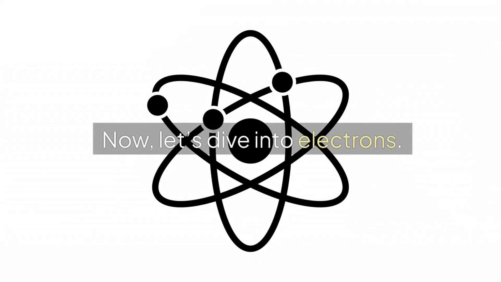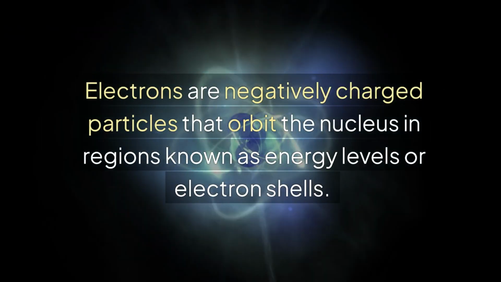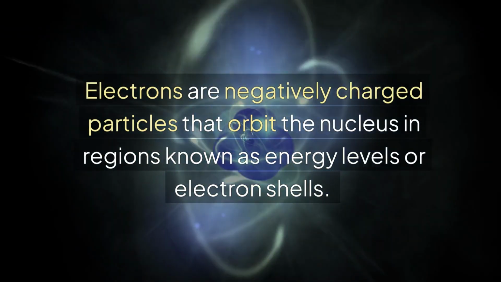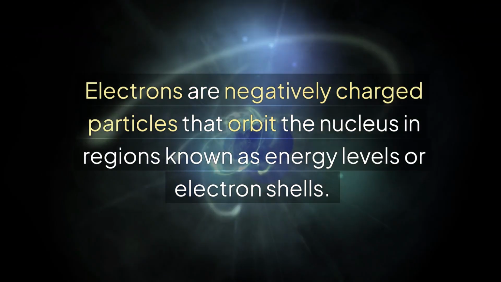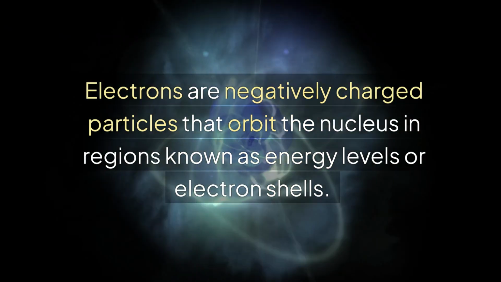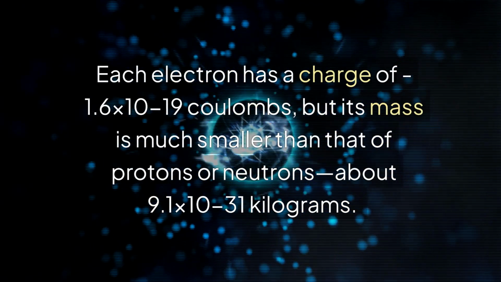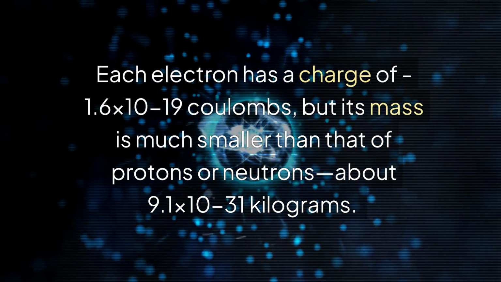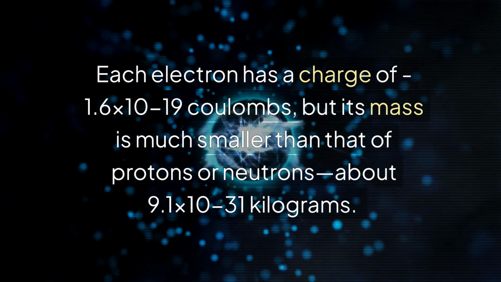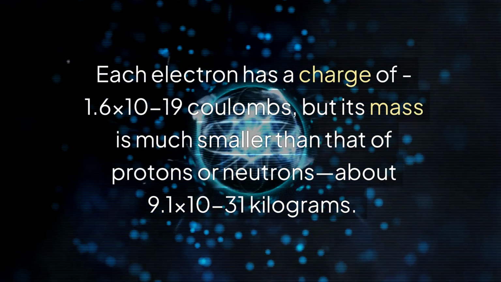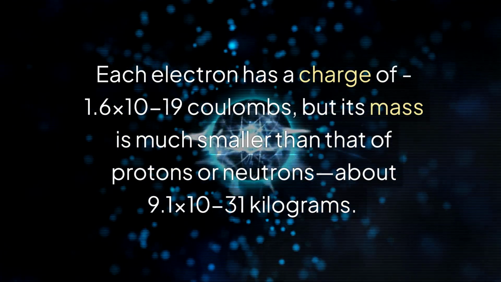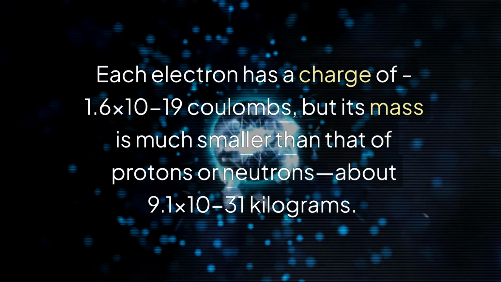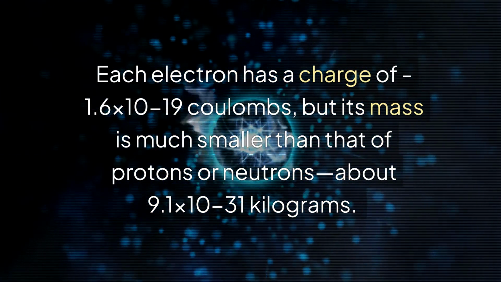Now let's dive into electrons. Electrons are negatively charged particles that orbit the nucleus in regions known as energy levels or electron shells. Each electron has a charge of 1.6 × 10^-19 coulombs, but its mass is much smaller than that of protons or neutrons, about 9.1 × 10^-31 kilograms.